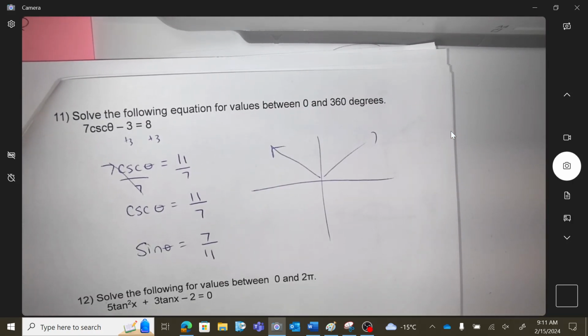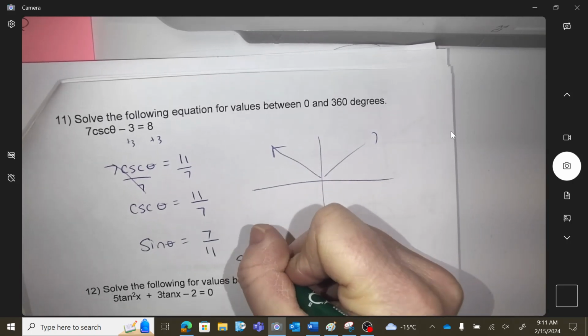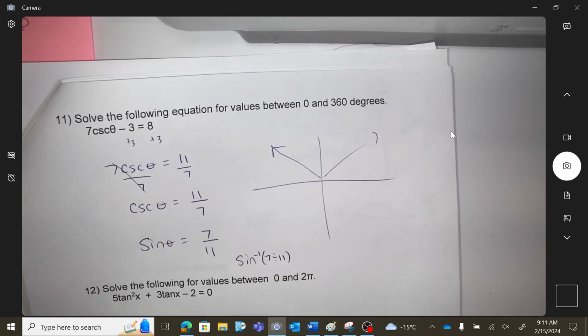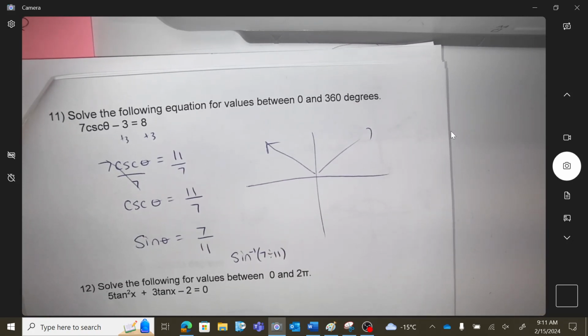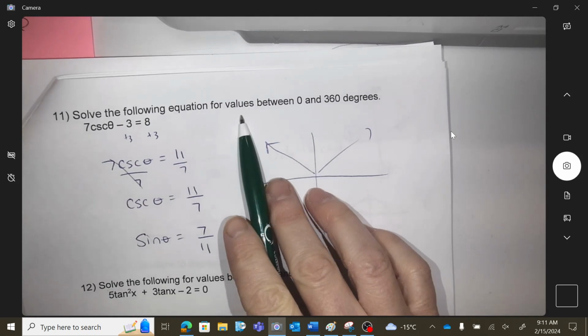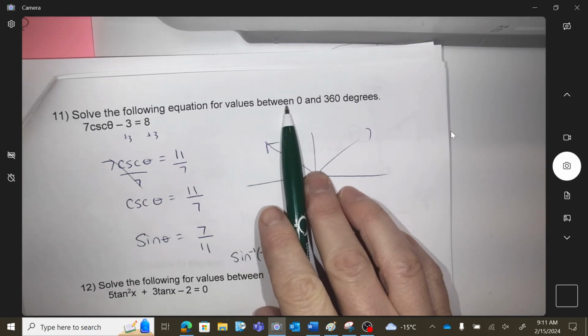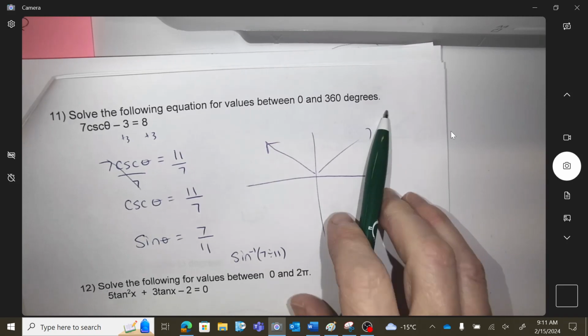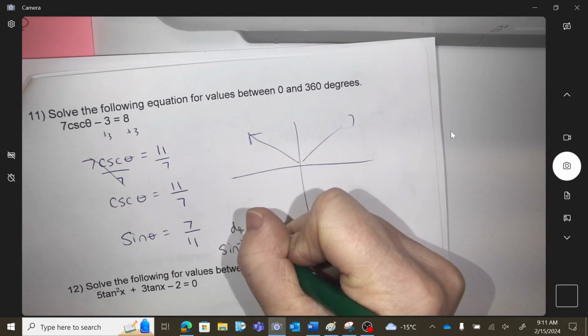Then you're grabbing your calculator. You have to have it now. You're going to sine inverse 7 over 11 like that. But what kind of mode do I want it in? So we can always say, should we be in radians or degrees? How do I know? Because what is it asking in the question? Your answer has to be between 0 and 360 degrees. So then I'm in degree mode.